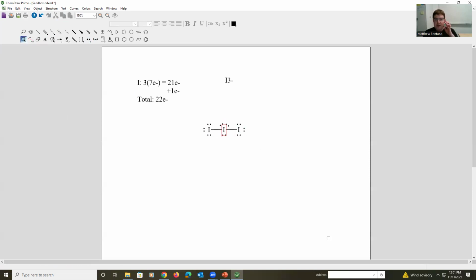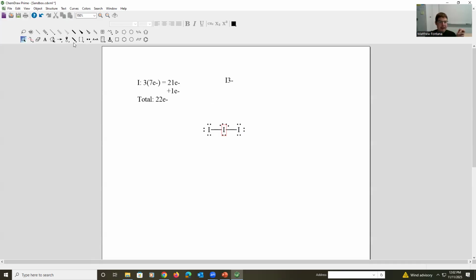Okay. And so now what you'll notice is this iodine is going to have eight electrons. This iodine is going to have eight electrons. And then this iodine here is going to have two, four, six, eight, and 10 electrons on it. So it's going to have an expanded octet, but that is all good because it can have an expanded octet. And then we just double check to make sure we're using the correct number of electrons. And here we have 2, 4, 6, 8, 10, 12, 14, 16, 17, 18, 19, 20, 21, 22.